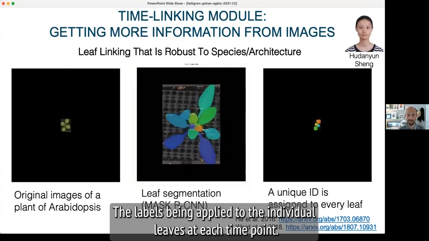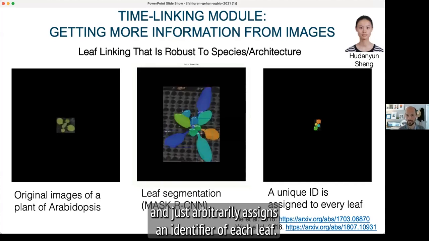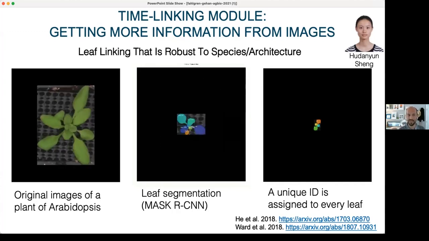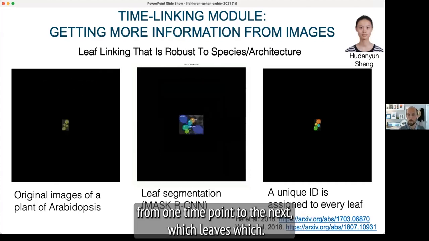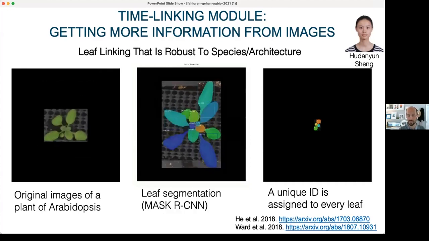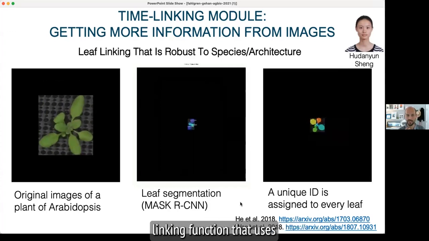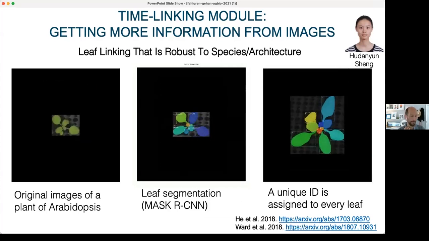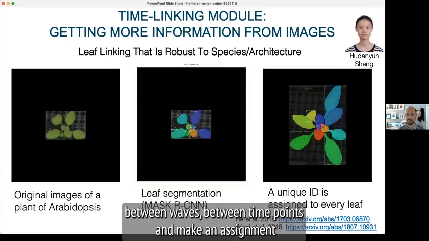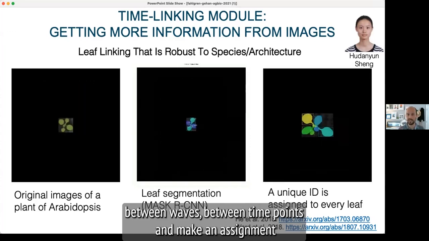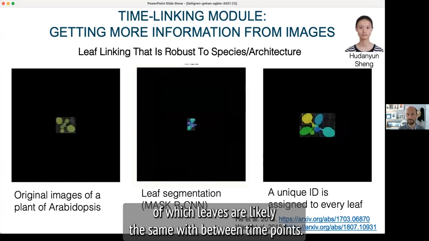And so in the middle video, the strobing you can see is the labels being applied to the individual leaves at each time point. You can see MaskRCNN just arbitrarily assigns an identifier to each leaf. So we know where the individual leaves are, but we don't know from one time point to the next which leaf is which. And so what Hudan-Yun worked on is a time series linking function that uses an optimal assignment algorithm to look at the overlap between leaves between time points and make an assignment of which leaves are likely the same leaf between time points.